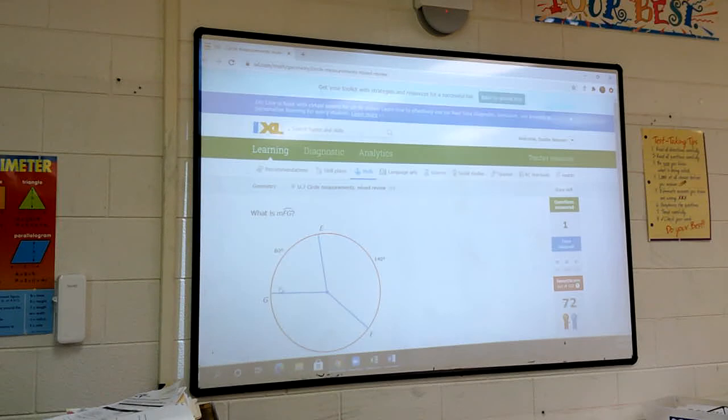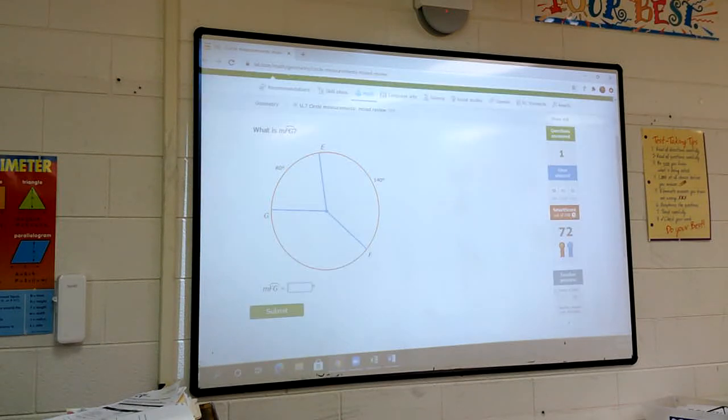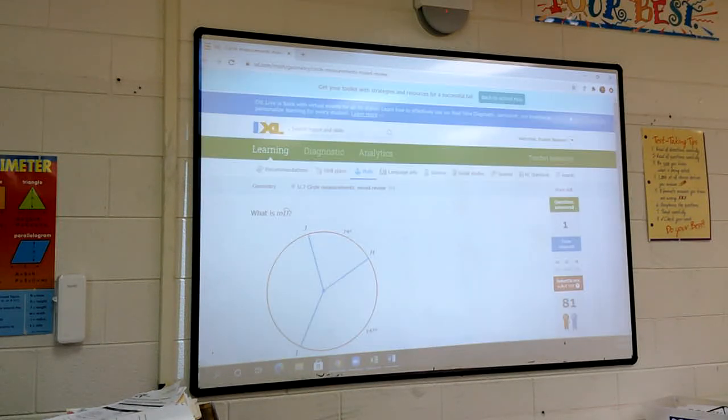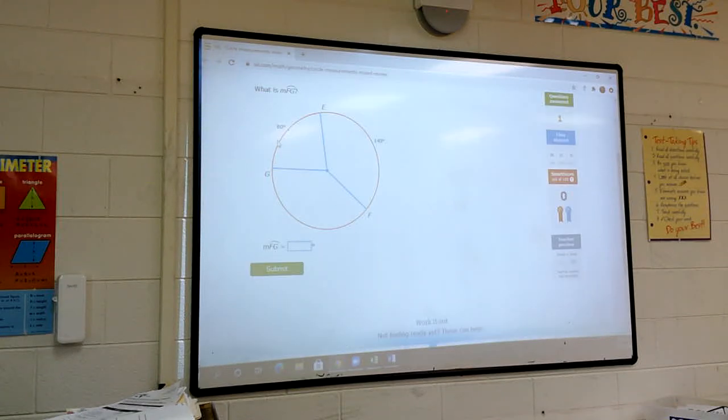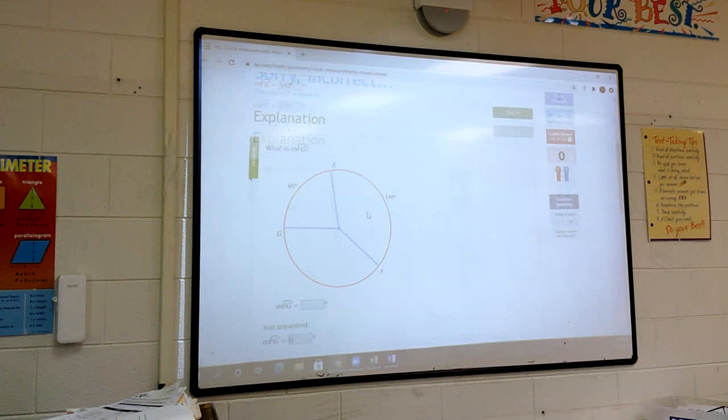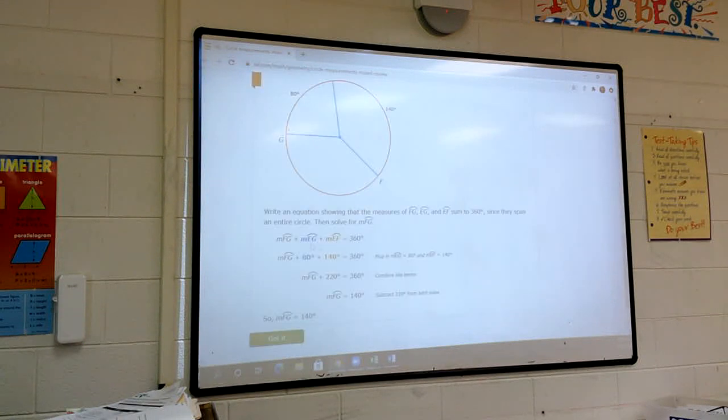So if we go back to, we can jump levels, we can go down levels. If we go back, again, if we're looking for an arc, we know all the way around the circle is 360. So if this one's 80 and this is 140, then we can figure out what this is. We have to subtract it from 360. If we miss it, we understand that all three arcs have to make up the whole circle, and they all got to add up to 360. So if we know two of them, we subtract from 360, and we now know the last one.